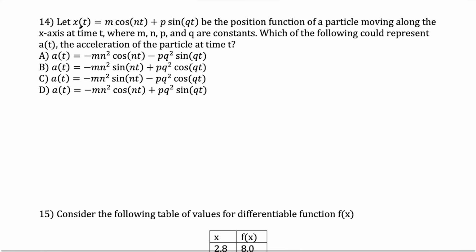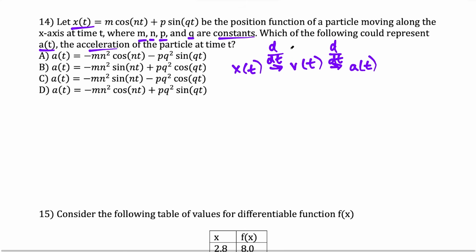Question 14, we have this position function x of t, and we're told that m, n, p, and q are constants, and we want to know which of the following could represent a of t, the acceleration of the particle at time t. So the big idea for this question is knowing that if you take the derivative of position with respect to time, that's going to tell you the velocity function. And if you take another derivative with respect to time, that's going to tell you the acceleration function. So the derivative of position is velocity, and the derivative of velocity is acceleration.